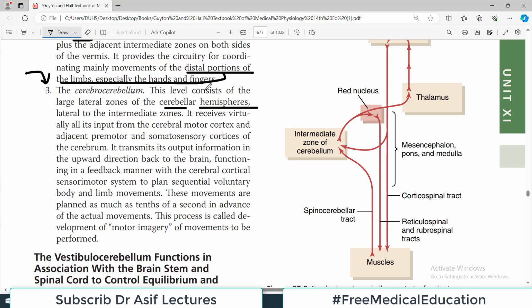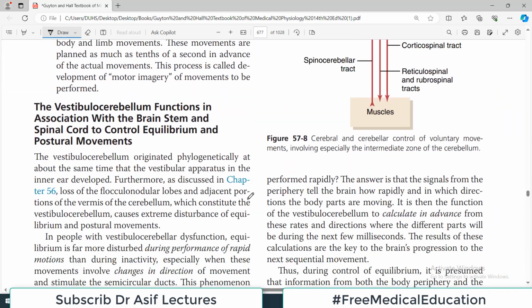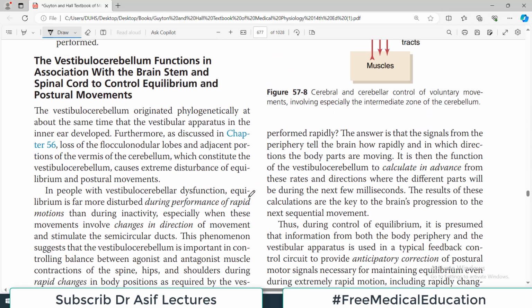अब इस जोन की इंपॉर्टेंस क्या है? इस जोन का खास है कि it provides output, in terms of information, in the upward direction back to the brain. So it is communicating with the brain again, functioning in a feedback manner with the cerebral cortex to control the limb movements. Okay, so these 3 important levels of control by the cerebellum are important for you to remember.